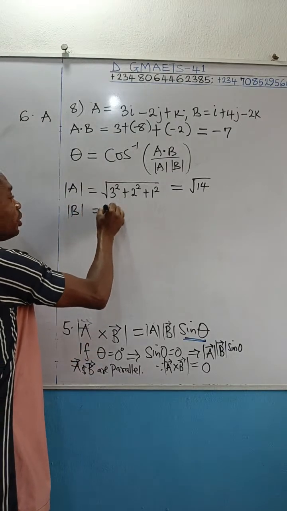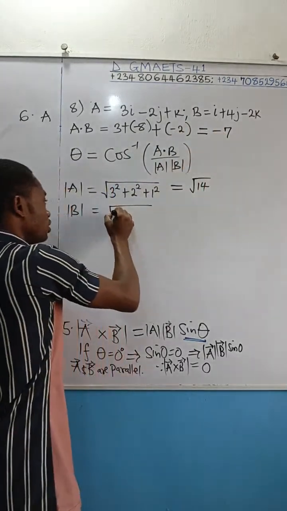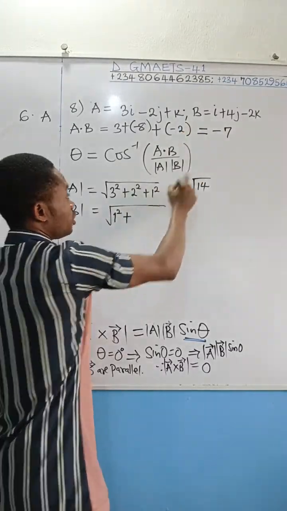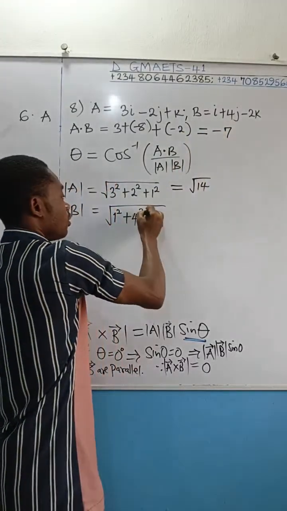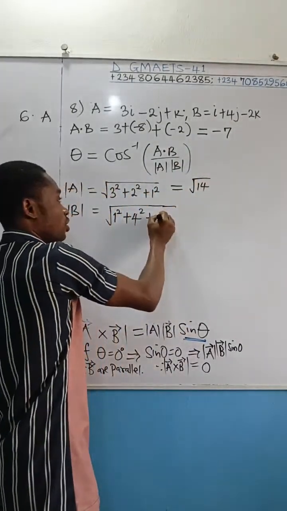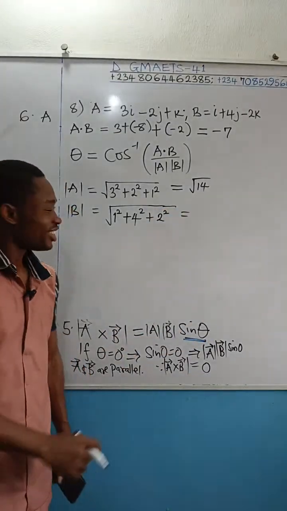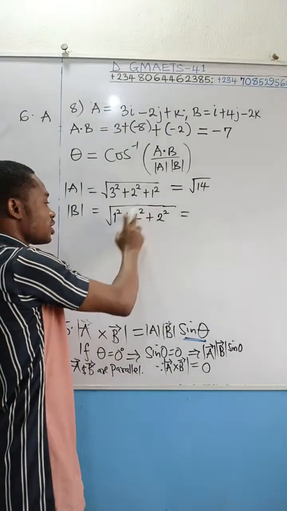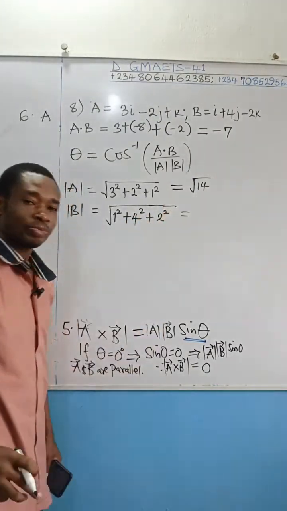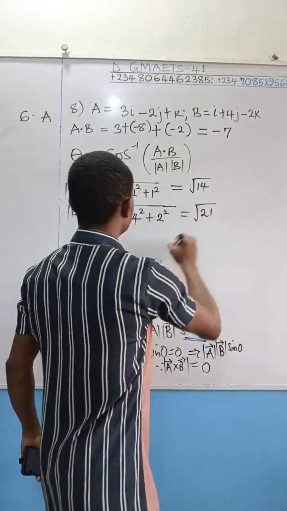The magnitude of B, do the same thing. The coefficient of i here is 1, so it's going to be 1 squared, plus the coefficient of j, which is 4, 4 squared, then minus 2 here. You square it. I'm not going to write that minus. It's of no use. It's a waste of time. All right, so 4 squared is 16, plus 1 squared is 1, you get 17. 2 squared is 4. 17 plus 4 is 21. So this is square root of 21.